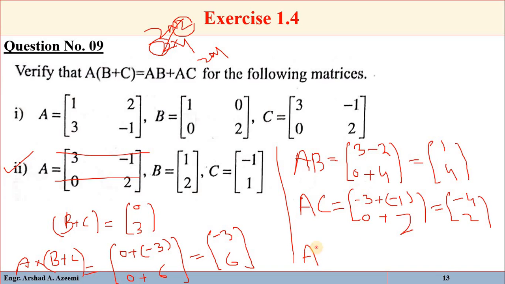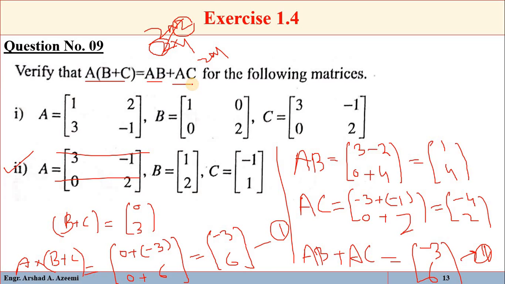Now AB plus AC is equal to, just add AB and AC, so 1 and minus 4 is minus 3, and 4 plus 2 is 6. Now see, this is matrix 2 and this is matrix 1, so both matrices are equal. So it means that A into B plus C is equal to AB plus AC. The distributive law of multiplication over addition exists here in matrices. The similar procedure will be followed for part number 1.